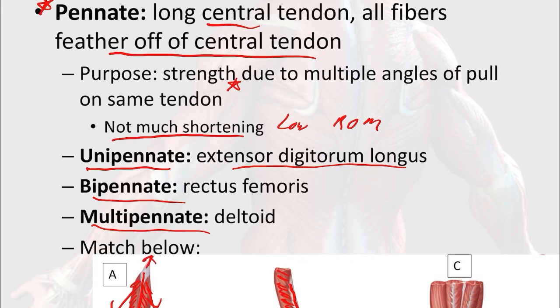And then lastly is multipinnate, and the deltoid muscles in your shoulder are this way. So we have a central tendon, but then we have multiple central tendons in each of these, and so we have muscle fibers pulling multiple directions on all these little smaller tendons, which eventually connect back, and so this gives us lots of force. Okay, so this one, the unipinnate, is definitely the least force. Yeah, so that's the pinnate arrangement in three different types.